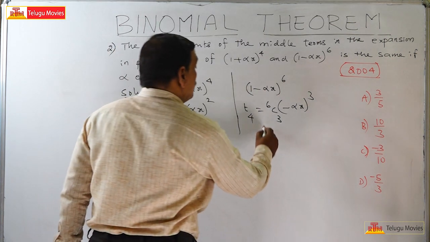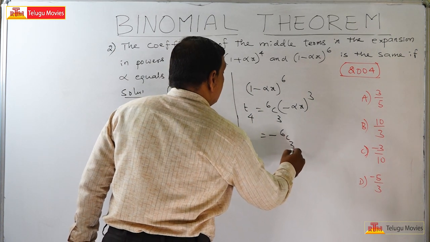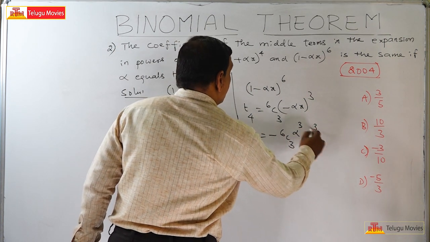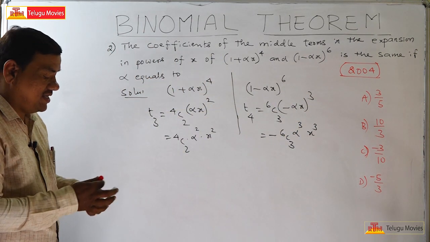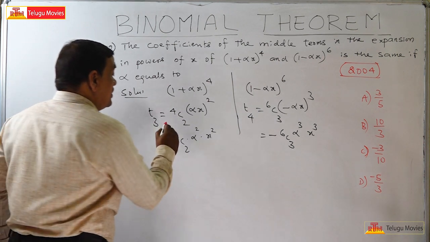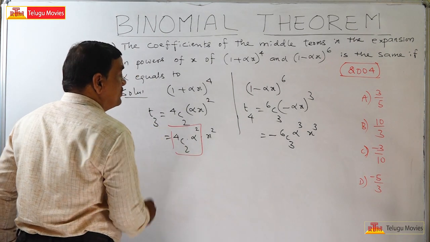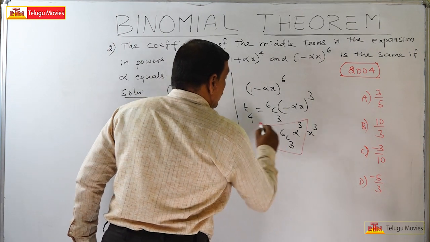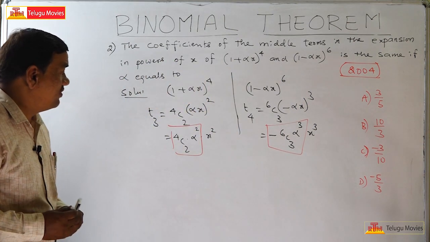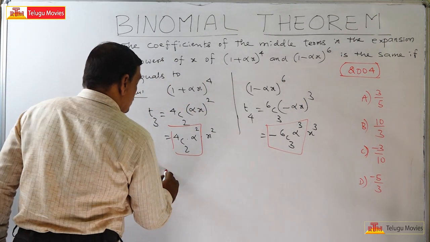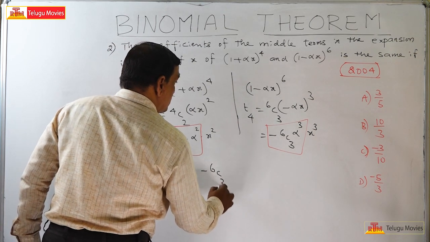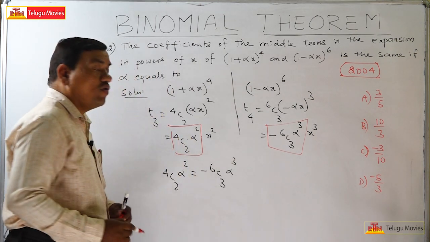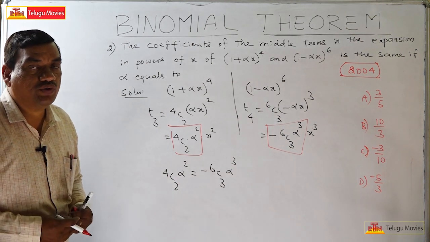So this is equal to minus 6c3 alpha cube x cube. Why? Because minus 1 whole cube. Now see here, it is saying that the coefficients are equal. So this is the coefficient, this is the coefficient. These coefficients are both equal. Let us see that. So this is equal to 4c2 alpha square is the same as minus 6c3 alpha cube. 4c2 value, so 4 into 3 by 1 into 2.